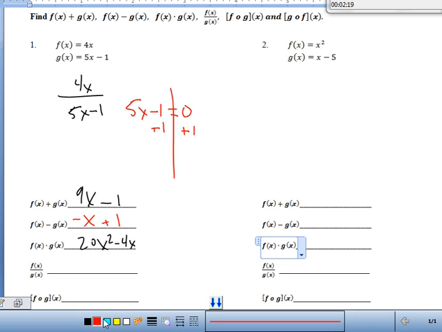I add 1 to both sides. That's going to leave me with 5x equals 1. And I divide both sides by 5. And so I know that x cannot equal 1/5.